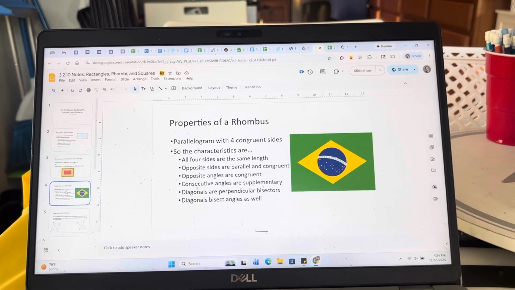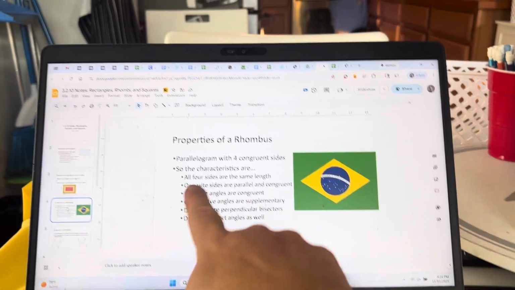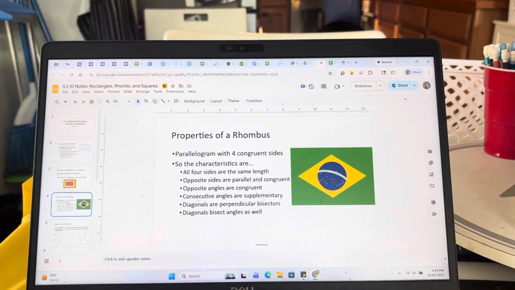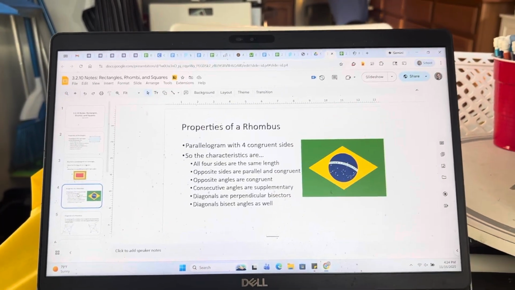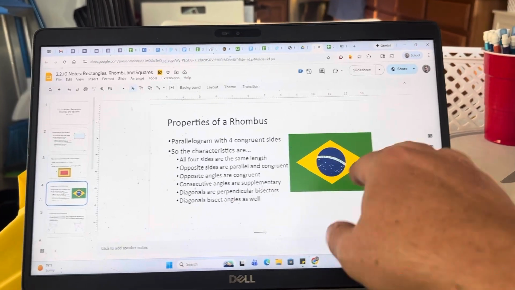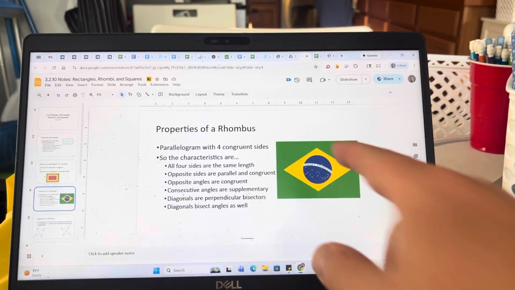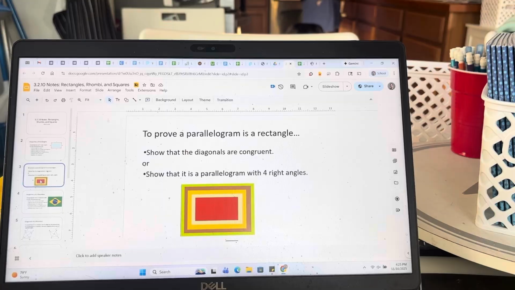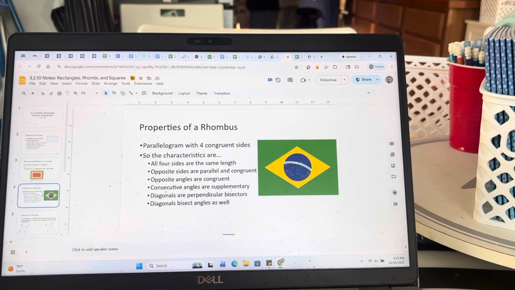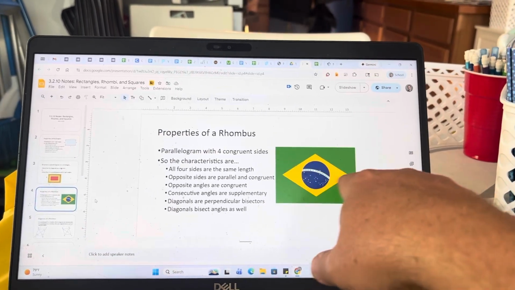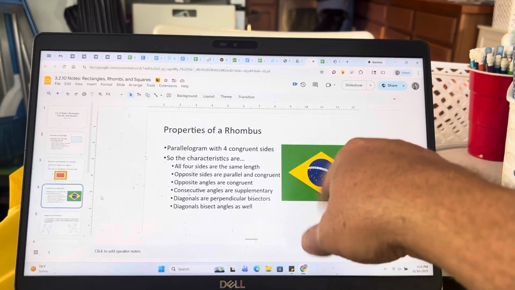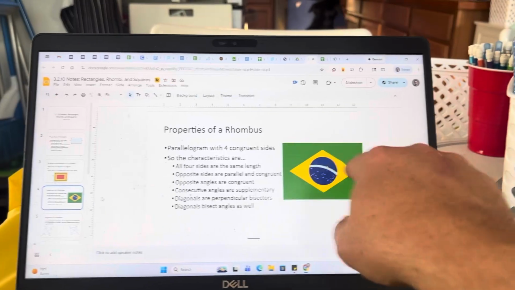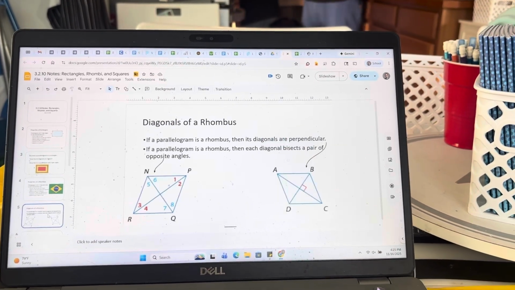Again, you'll probably want to pause and write down these characteristics. All four of the sides are the same length. The opposite sides are parallel and congruent. The opposite angles are still congruent. The consecutive angles are still supplementary. The diagonals are going to be perpendicular bisectors of one another. That doesn't really happen in the rectangle or in the parallelogram, but in the rhombus, we have the diagonals being perpendicular bisectors as well as bisecting the angles that they are on.